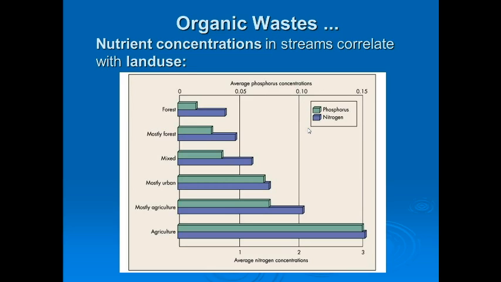Nutrient concentrations in streams correlate with land use. In a forested area, I have relatively low phosphorus and nitrogen concentrations. Phosphorus is on the top, nitrogen is on the bottom, notice. As I go from being forest to mostly forest, they go up a little bit. When it goes from being mixed forest to partially town or city, up again a bit more. Urban is more, mostly ag is more, and agriculture specifically is off the charts.